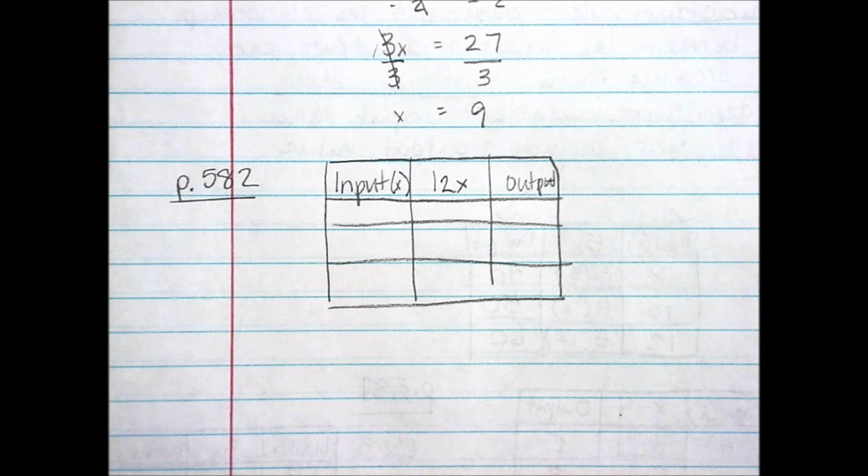All right, Brianna bikes 12 miles per hour. The function rule that represents this situation is 12x, where x is the number of hours. We're going to make the table to find out how many hours she has biked when she has gone 12 miles, 36 miles, and 48 miles. And then we're going to graph it. So by telling us the number of miles, they have given us the output.